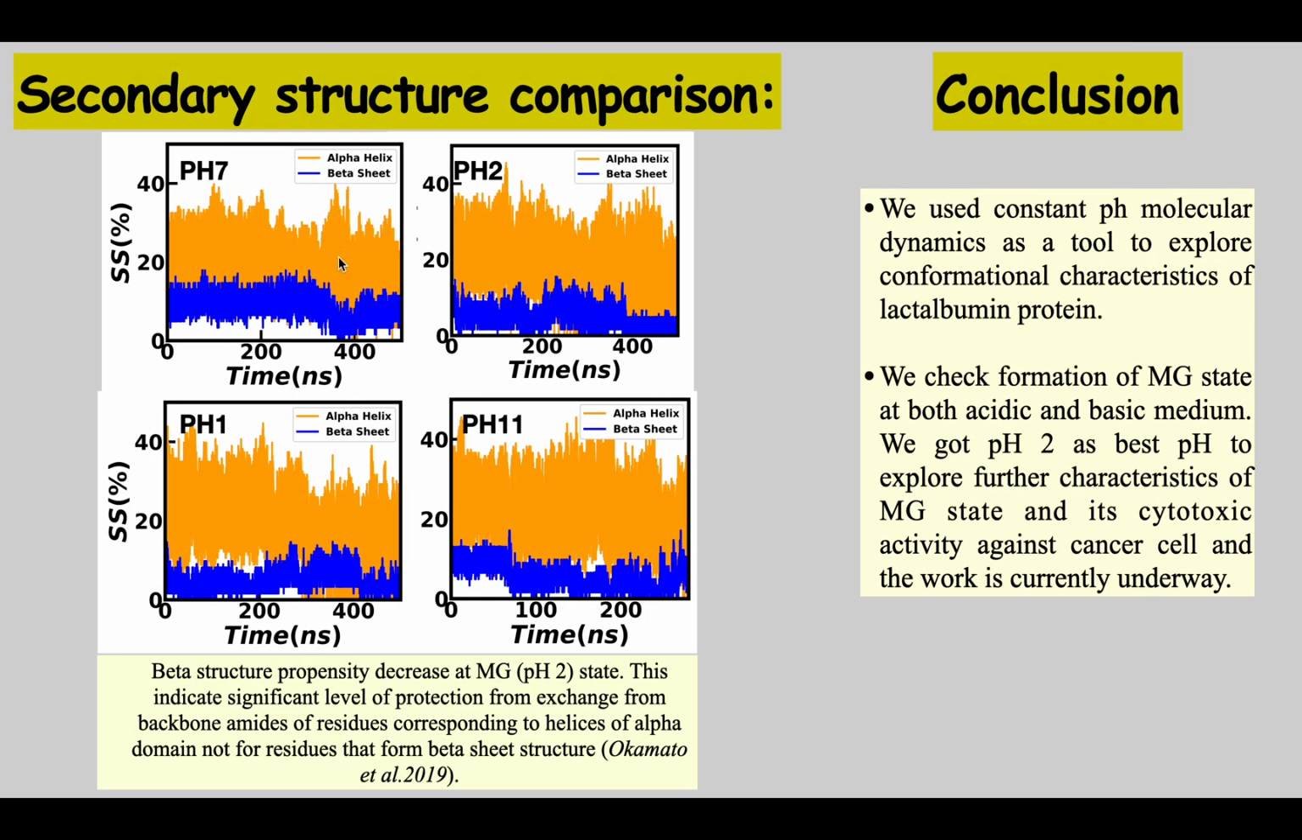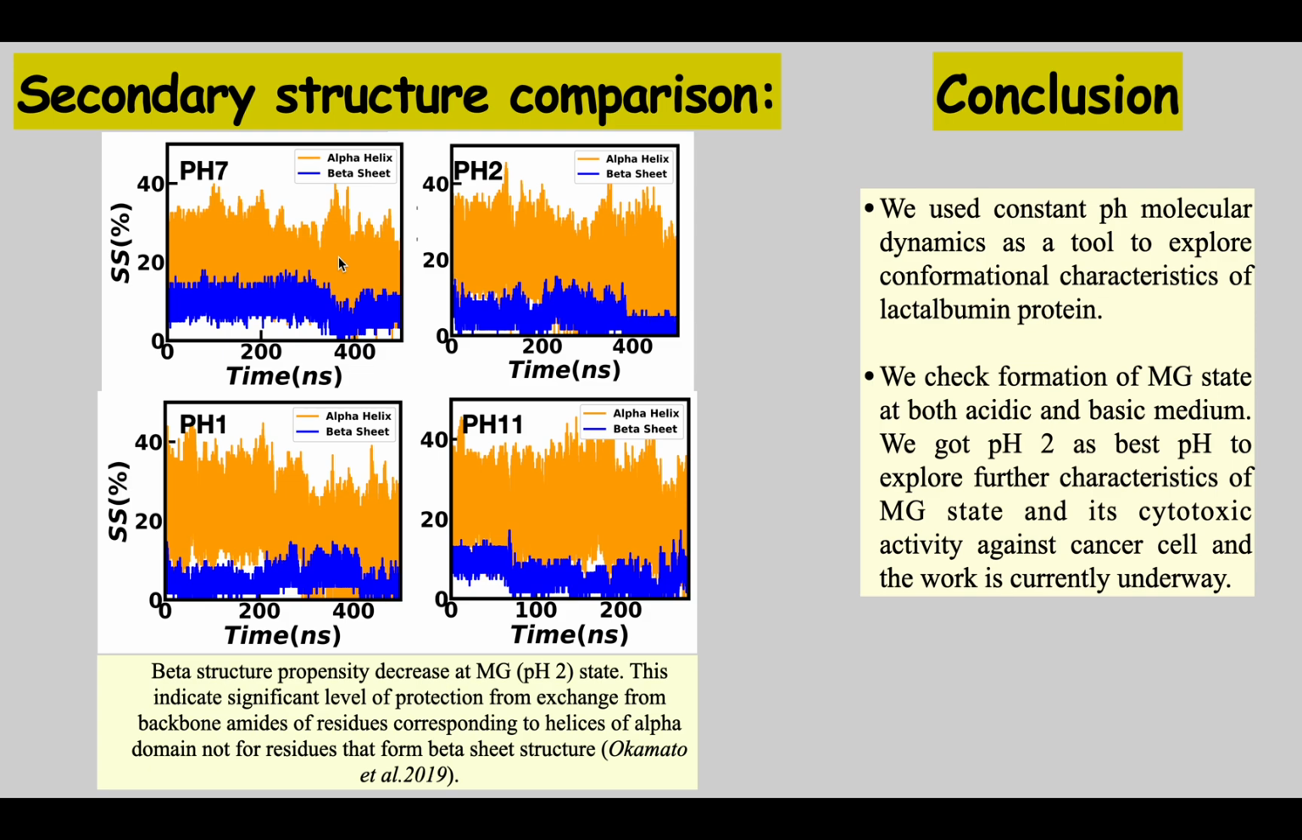Then we discuss the secondary structure. A group in 2019 published a paper in Proteins. They showed that the beta sheet structure basically decreases at various pH, acidic and basic. They used canine lysozyme, which has similar characteristics in the molten globule state as alpha lactalbumin, and we got a similar result: the amount of beta structure decreases at pH 2 and 11 as compared to pH 7.